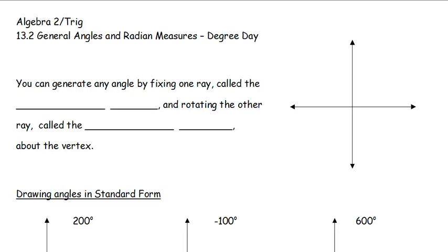Hello, today we are looking at 13.2 general angles, and this is the first day of 13.2 where we're going to concentrate our efforts on degrees. And we're going to start by drawing angles. You can generate any angle by fixing one ray, called the initial side, and rotating that around the other ray, called the terminal side.